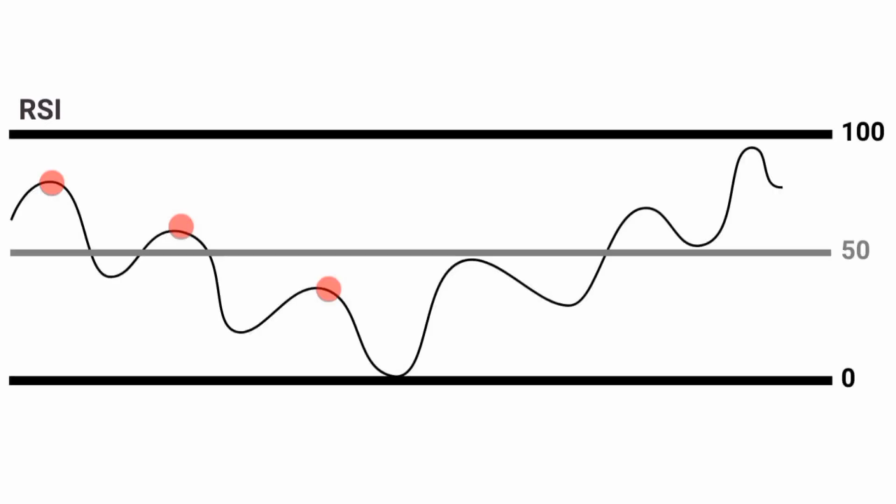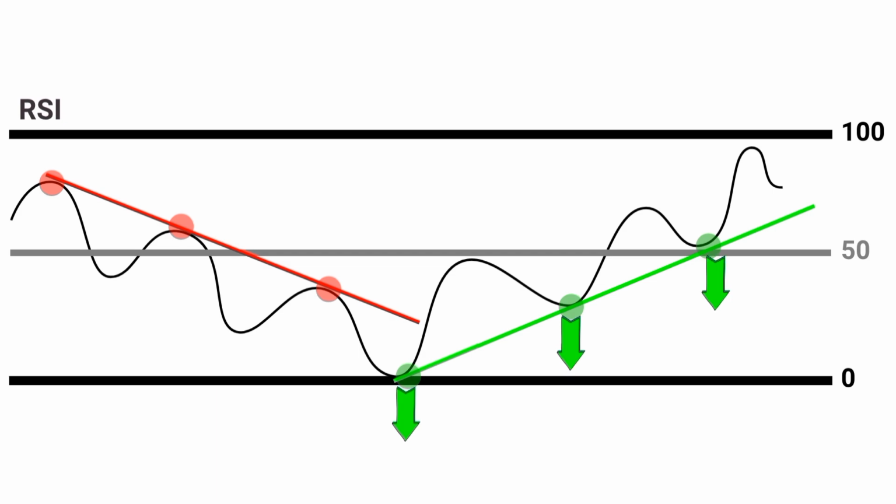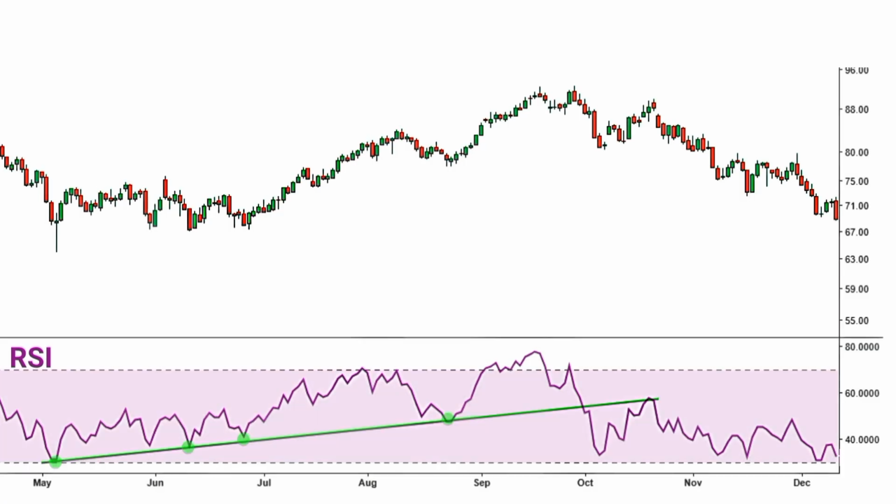Look for peaks, high points, and troughs, low points, on the RSI. Connect two or more peaks to form a resistance trend line, which shows areas where momentum struggles to push higher. Connect two or more troughs to create a support trend line, which shows areas where momentum finds a floor. For example, we can identify an uptrend in the RSI by drawing a trend line connecting the lows.